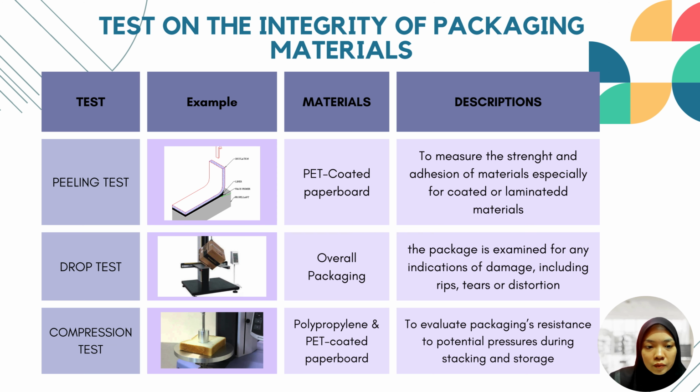Next is the strap test. It is suitable for the overall packaging. This package is examined for any indication of damage, including rips, tears, and distortion. So the last one is the compression test, which can be done on the polypropylene and PET coated paperboard to evaluate the packaging resistance to the potential pressure during stacking and storage or during transportation.